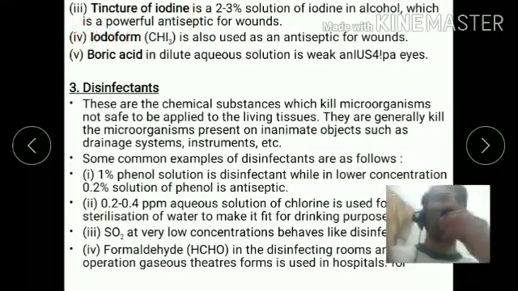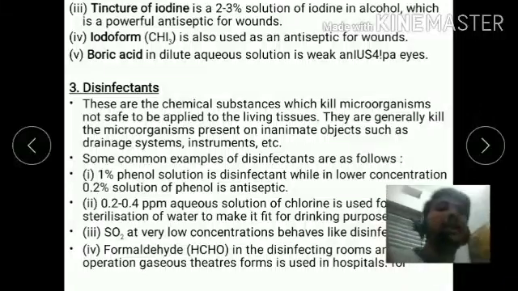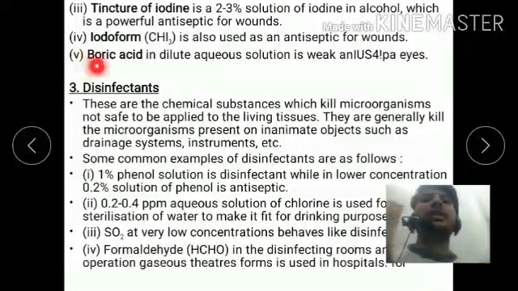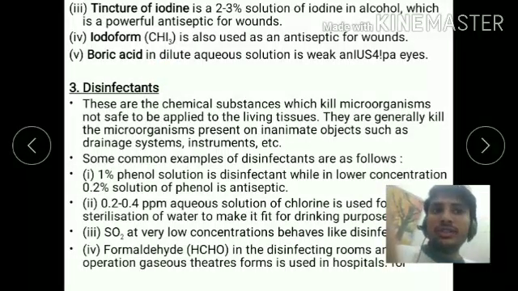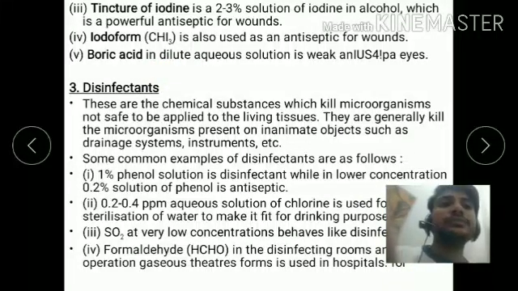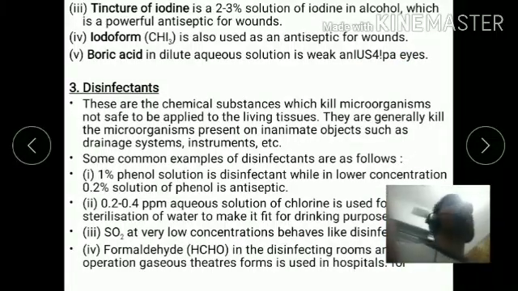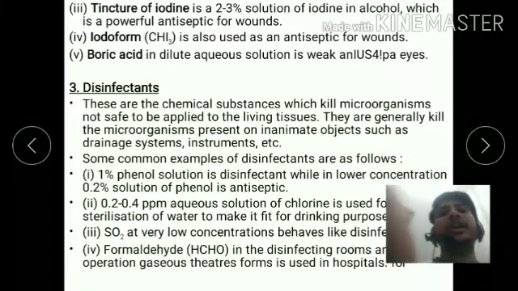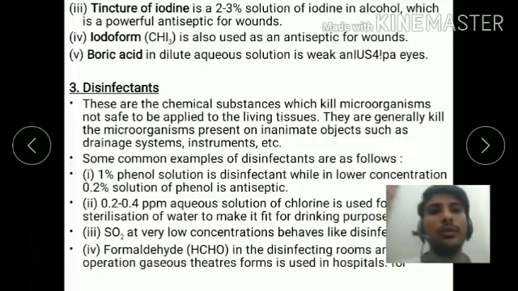Okay, the fourth one is iodine. Iodine is also an antiseptic cream for wounds. And the last one is boric acid. Boric acid is a dilute aqueous solution, weakly antiseptic. It is used for washing of eyes, that is called boric acid. These are the antiseptic creams and antiseptic solutions. Another term is disinfectant. What is disinfectant?